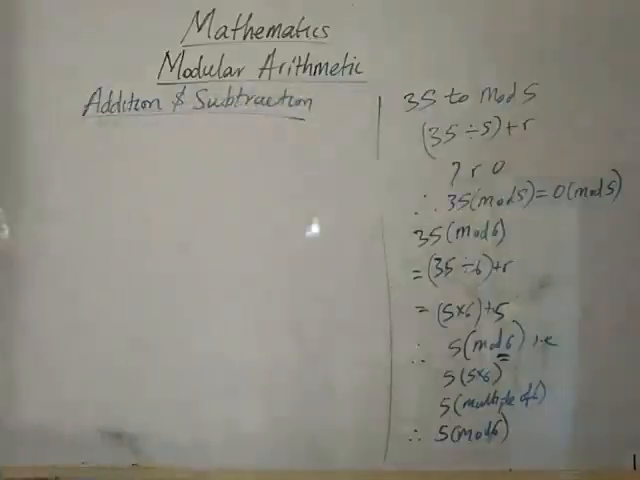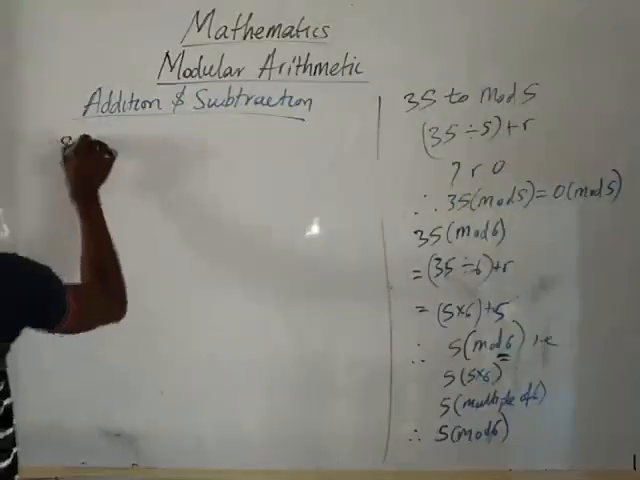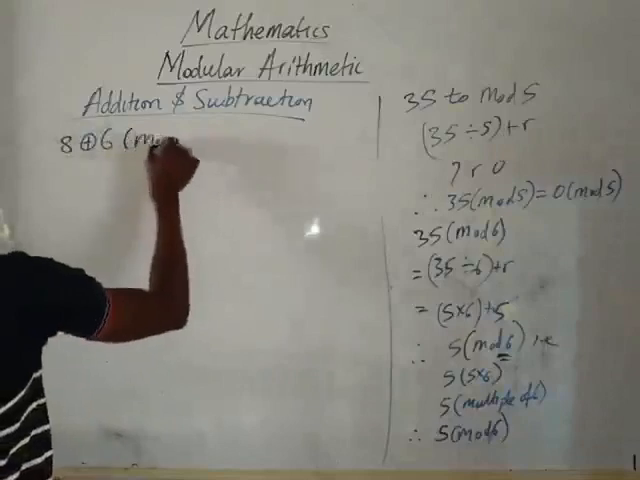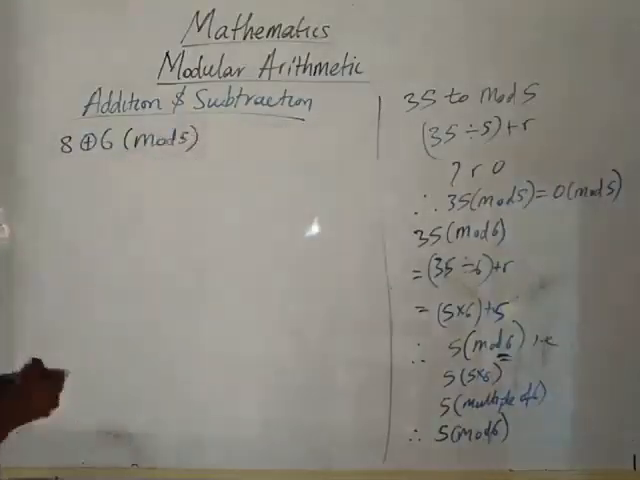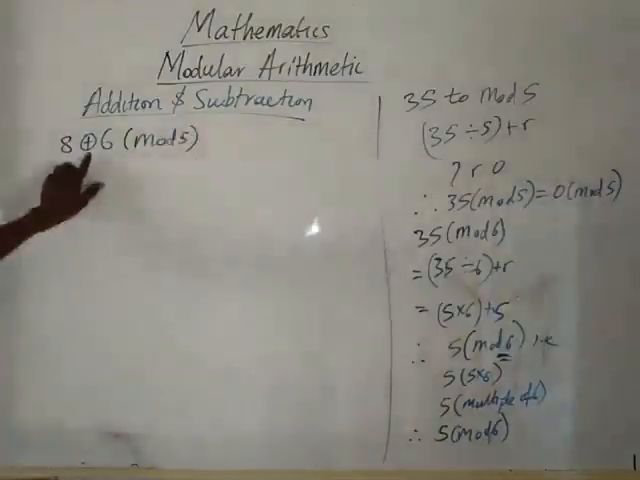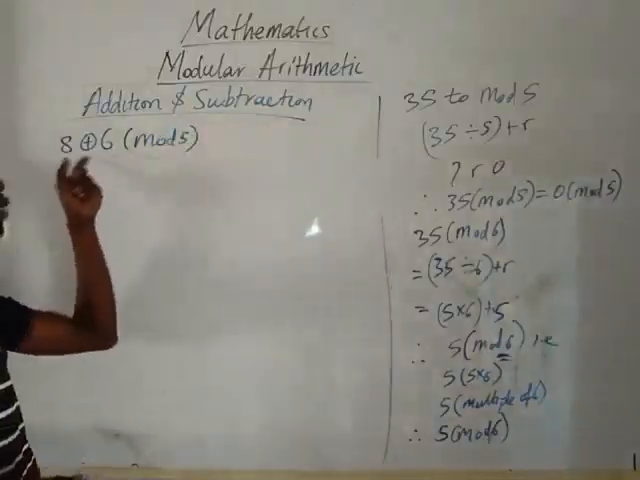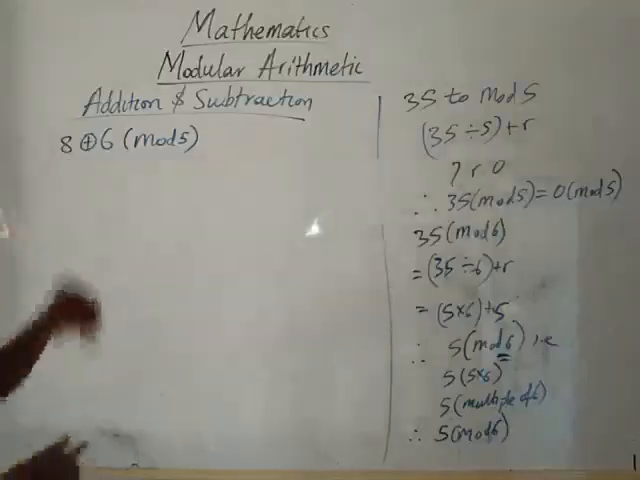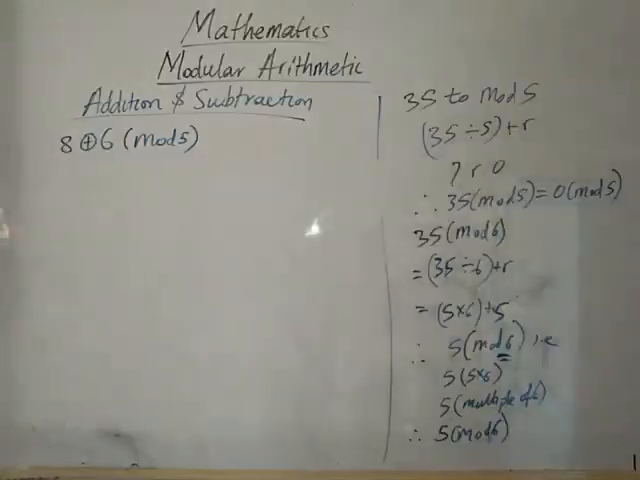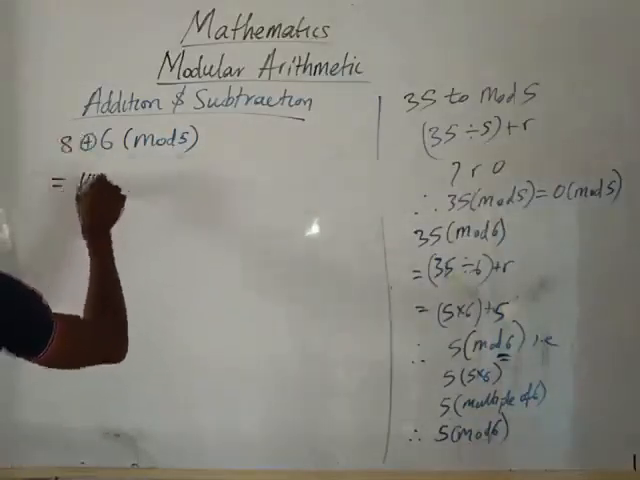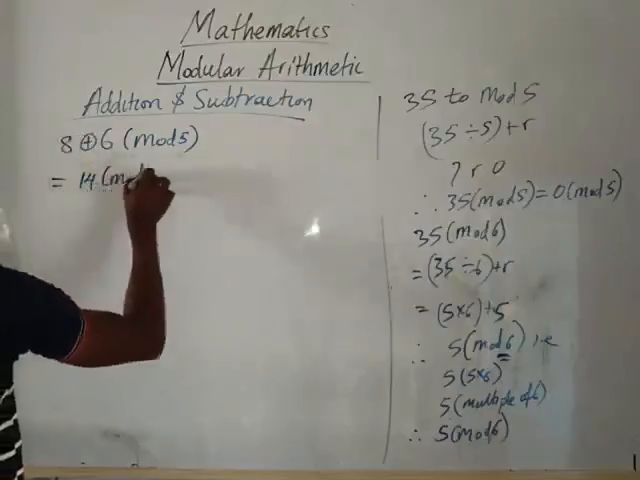Alright, if I have 8 plus 6, please notice my pattern of writing my arithmetic sign. Under modular arithmetic, our arithmetic sign is always enclosed in a circle. So this way it's simpler. I can just go straight to make it 8 plus 6, giving me 14 to mod 5.